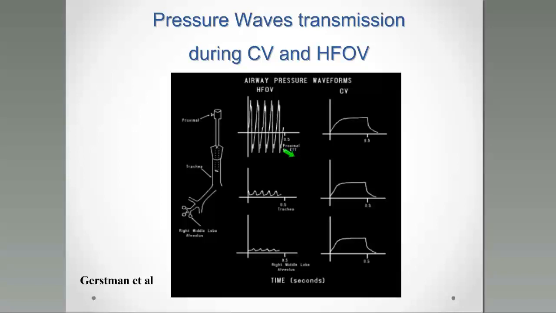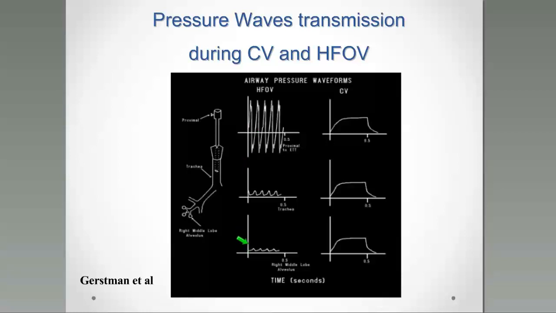So also it's important to remember that the transmission of the pressure wave is completely different from conventional mechanical ventilation to high frequency. So these are the pressure waves taken from the tip of the endotracheal tube. In conventional, this is in the middle of the trachea, and this is at the level of the alveolus, and you can see how the mean airway pressure and the peak expiratory pressure are transmitted quite well during conventional, but during high frequency ventilation, you can see how the pressure waves are decreased from the top of the airway until we reach the alveolus.